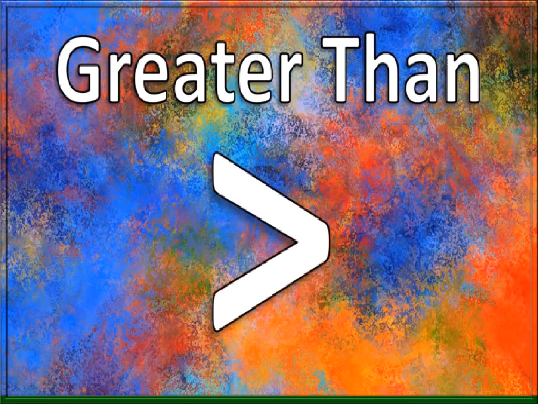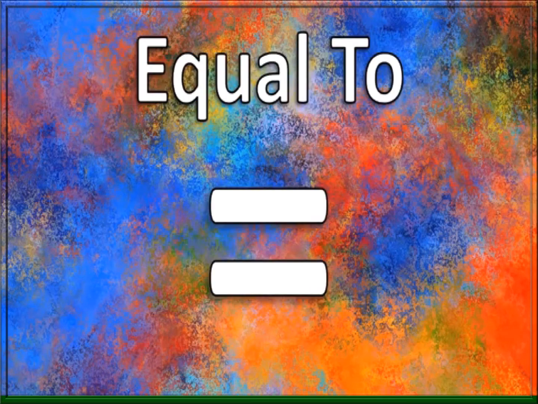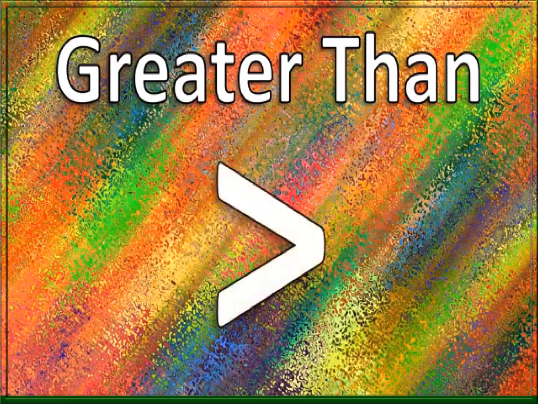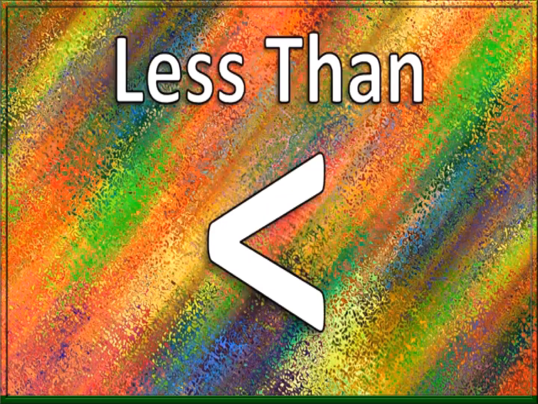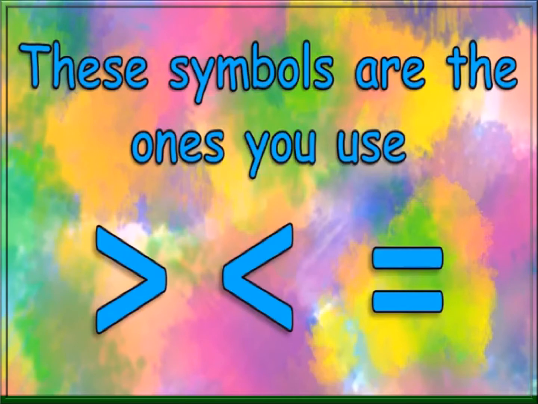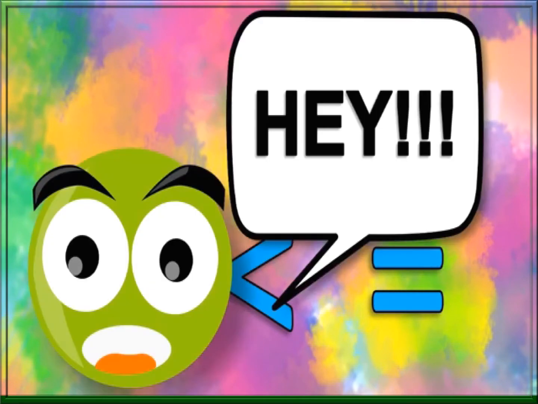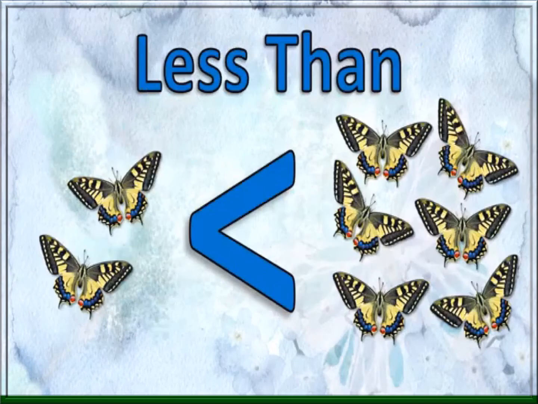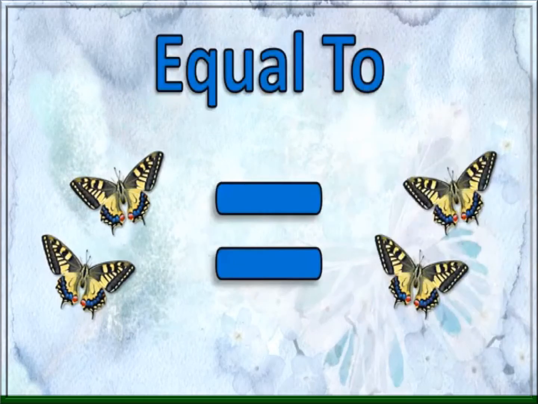Greater than, less than, equal to. Greater than, less than, equal to. These symbols are the ones you use for greater than, less than, and equal to. Greater than, less than, equal to.